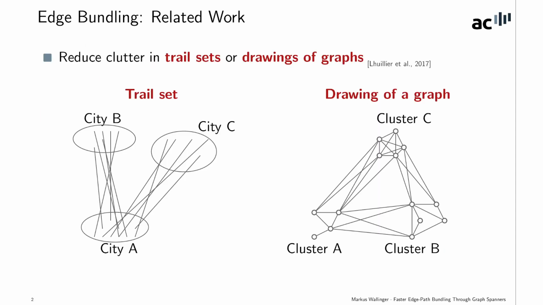Edge bundling techniques reduce the clutter in trailsets or drawings of graphs by visually clustering similar edges. Similarity between edges is usually defined on attributes such as length, proximity or angle between edges. The difference between trailsets and drawings of graphs lies mainly in what information is available. In trailsets, edges usually only have a start and an end location, for example the trajectories of cars traveling between cities, while in drawings of graphs there's also the connectivity information from the graph itself available as information on top.